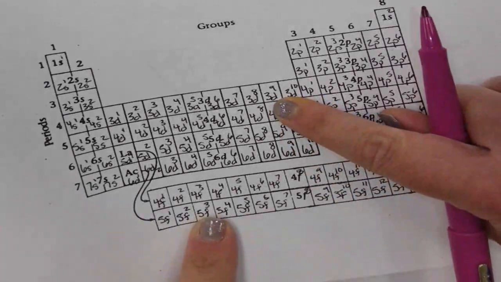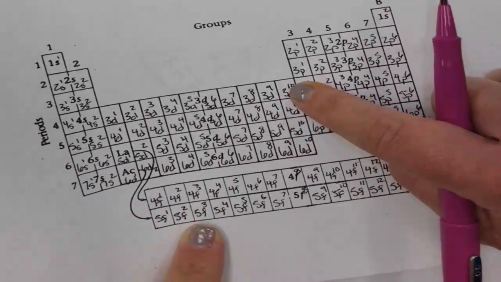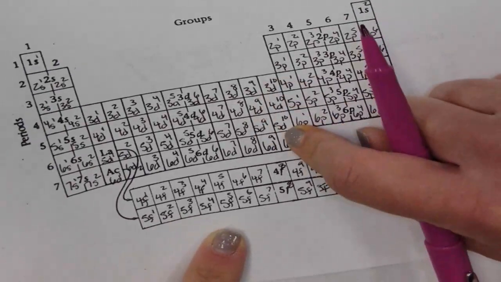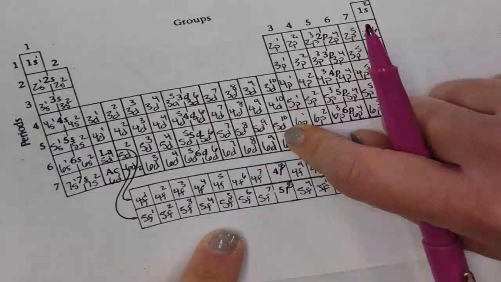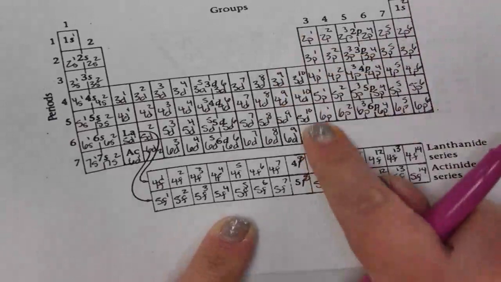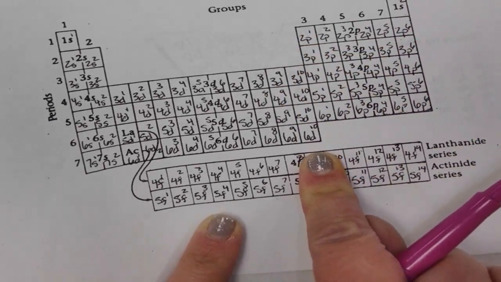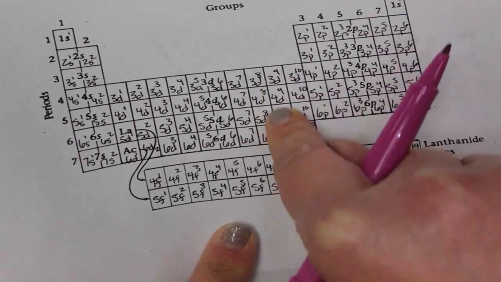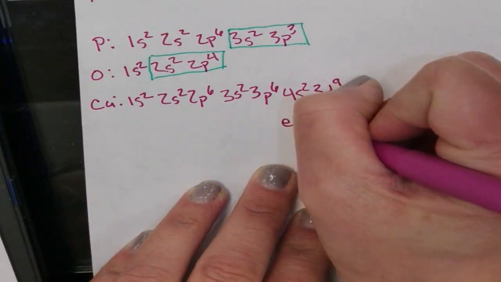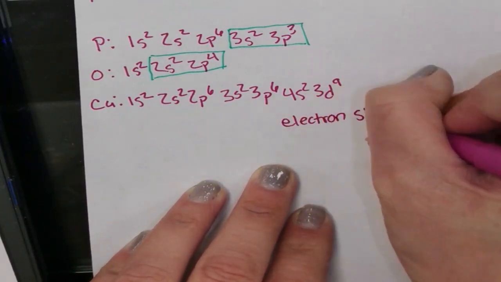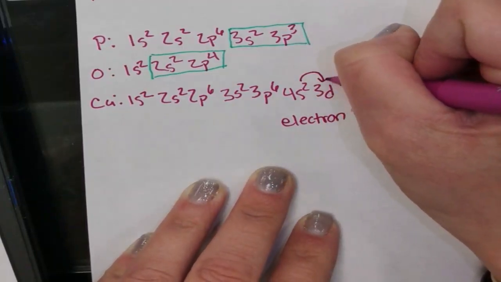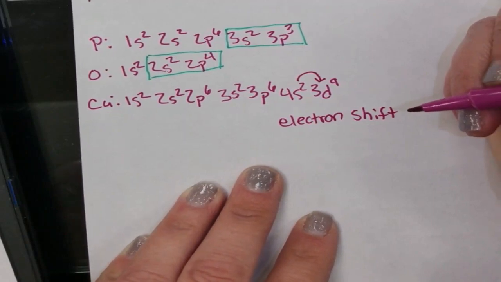d9. The d orbital can hold a maximum of 10 electrons. Now, the reality here is electrons would love to be filled all the way. So if it's possible to get this d all the way filled, that's going to happen. So the d9 is going to undergo what we call an electron shift. One electron from the 4s will move into the 3d.